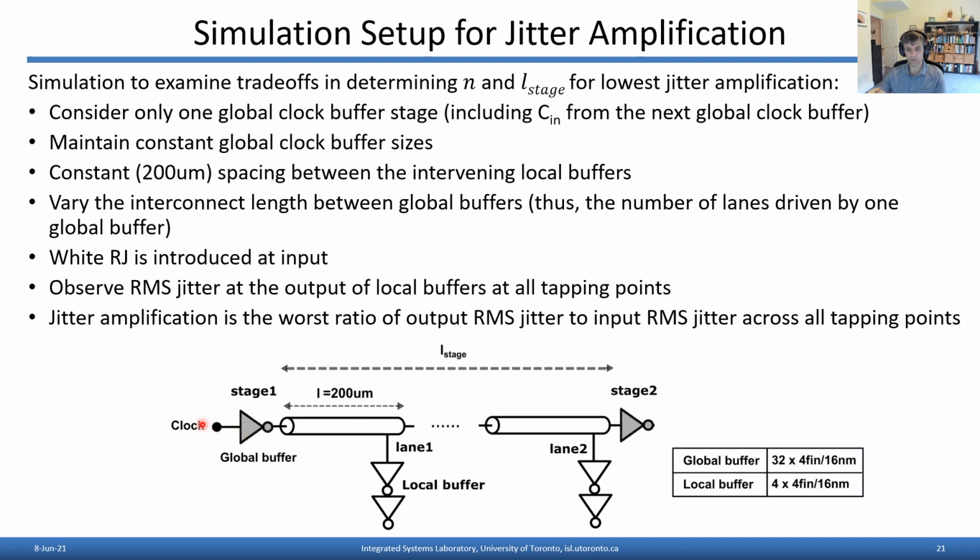We're going to introduce RJ at the input and observe the RMS jitter at the output of the local buffers. Okay, and we're not going to have any transient noise turned on in these simulations for any of the buffers themselves. So the only jitter that we observe at the output here, there'll be no power supply noise either. The only jitter we observe here will be due to the amplification of the input jitter.